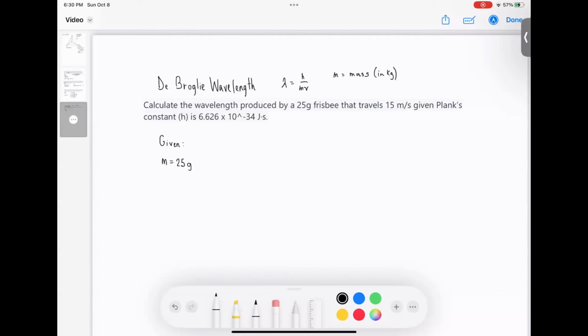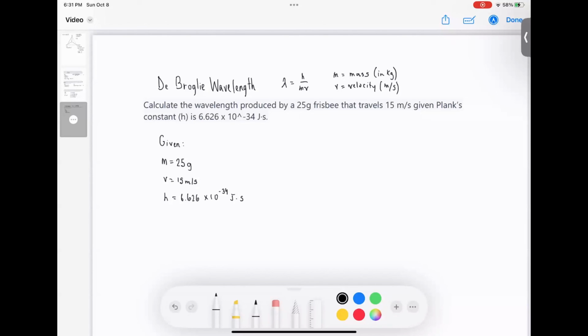And then v is actually not your frequency. This is actually true v, not nu. True v stands for velocity. If you remember from the physics classes, if you've taken them, velocity units are meters per second. All right, cool. So going back to our givens, we're given 25 grams in the frisbee. So we know immediately that we need to convert that to kilograms, but we'll do that in a second. We also have our velocity, which is 15 meters per second. And of course, we have our Planck's constant, 6.626 times 10 to the negative 34 joules times seconds.